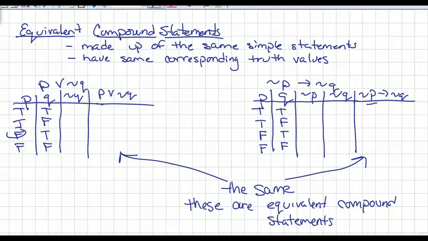Okay, so today's lesson is on section 3-5. We are looking at equivalent compound statements to start with. Then we're going to go into converse, inverse, and contrapositives of conditional statements. Okay, so the first thing we're going to look at, and this is a definition that I want you to write down in your notes, is equivalent compound statements. They are made up of the same simple statements and have the same corresponding truth values.